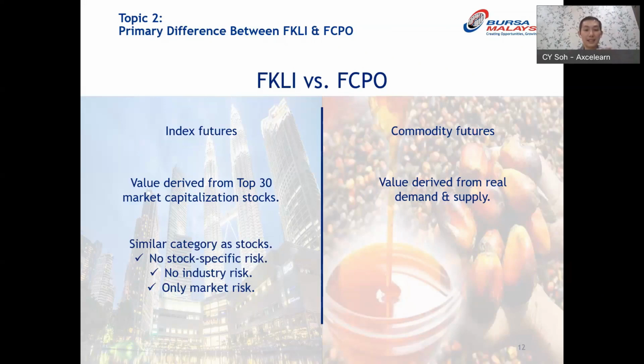However, index futures are slightly different from stocks because they are derived from the top 30 market cap stocks, but they don't have any stock-specific risk. Stock-specific risk means that there is no risk on the company, there is no risk from the earnings, you don't have to look at the company management at all. And you also don't have the industry risk, because FKLI already consists of a lot of different industries, from banking, financial services, consumer products, tech stocks, healthcare, industrial products, all of it. So it is already well diversified.